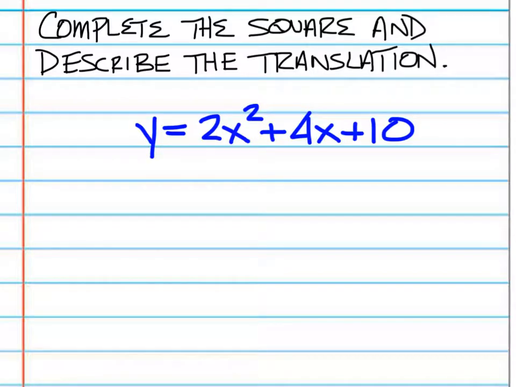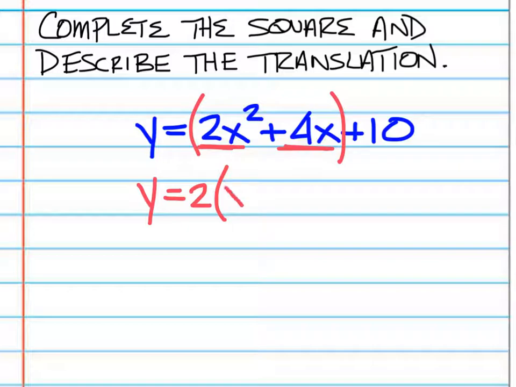If you have a number next to your x squared, you're still going to follow the same process, except you have to factor out that number to start with. 2 is by the x squared, so you put that 2 on the outside. And divide each of these terms by 2. 2x squared divided by 2 is just x squared.